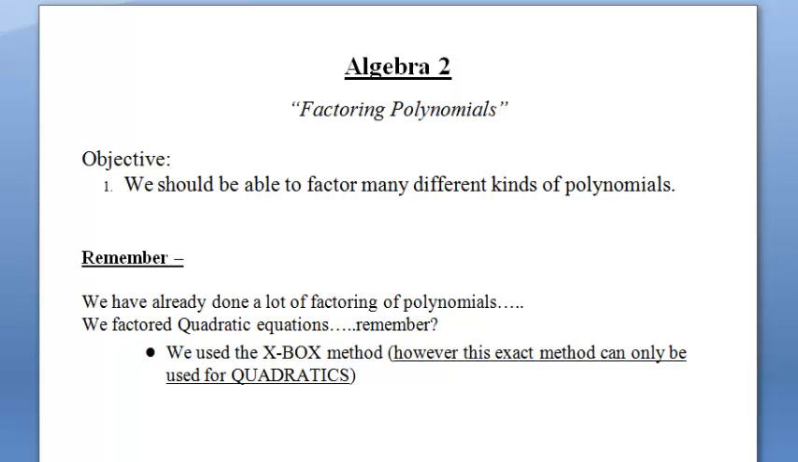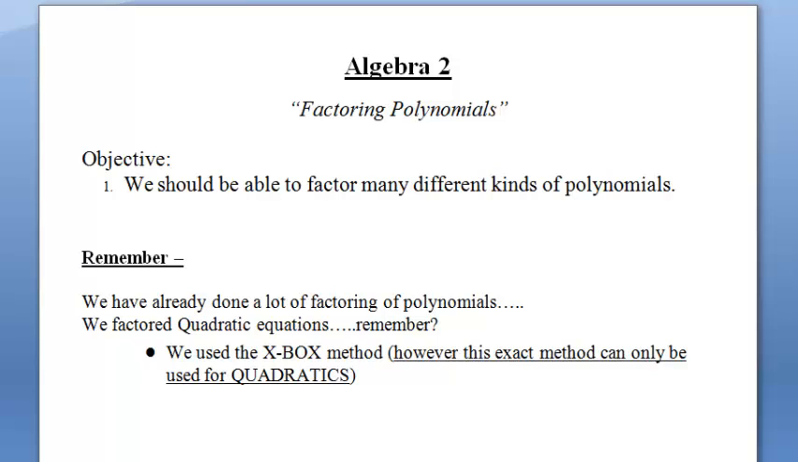Factoring polynomials. By the end of this video, we should be able to factor many different kinds of polynomials. Well, let's remember a few things. We have already done a lot of factoring of polynomials. We factored quadratic equations. We used the X box method to factor these quadratics. However, this exact method of using the X box can only be used for quadratic equations.